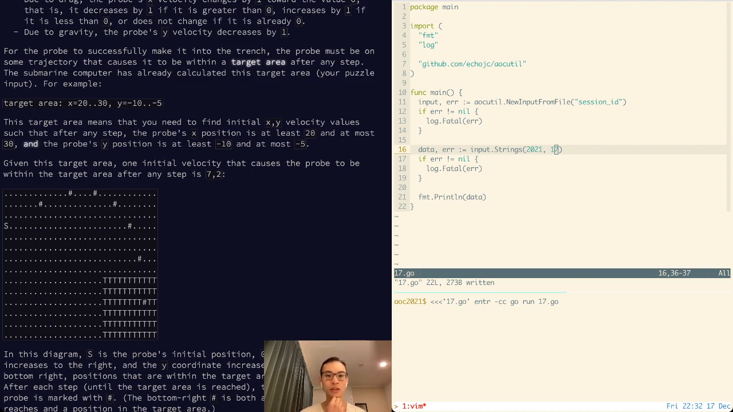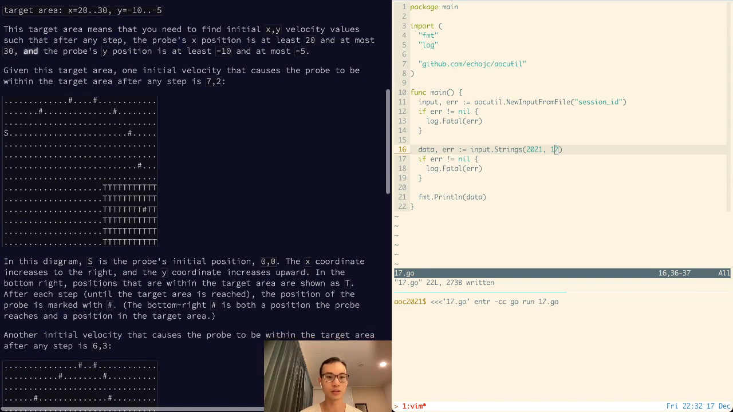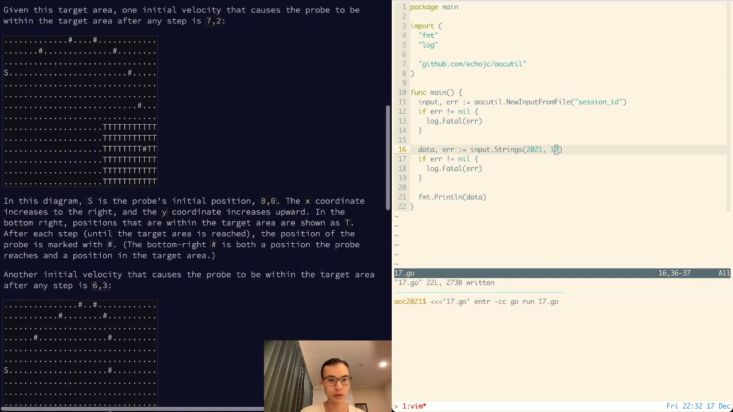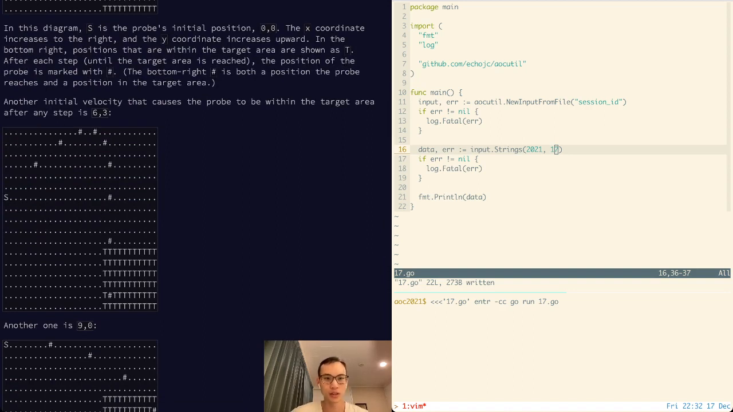Given this target area, one initial velocity that causes the probe to be within the target area after any step is 7,2. Right, so it's kind of like a parabola-ish sort of shape. In this diagram, S is the probe's initial position, 0,0. The x coordinate increases to the right, the y coordinate increases upward. Right, yeah. In the bottom right position there, this target area, cool, I'm going to skip that. Another initial velocity that causes the probe to be within the target area is 6,3.